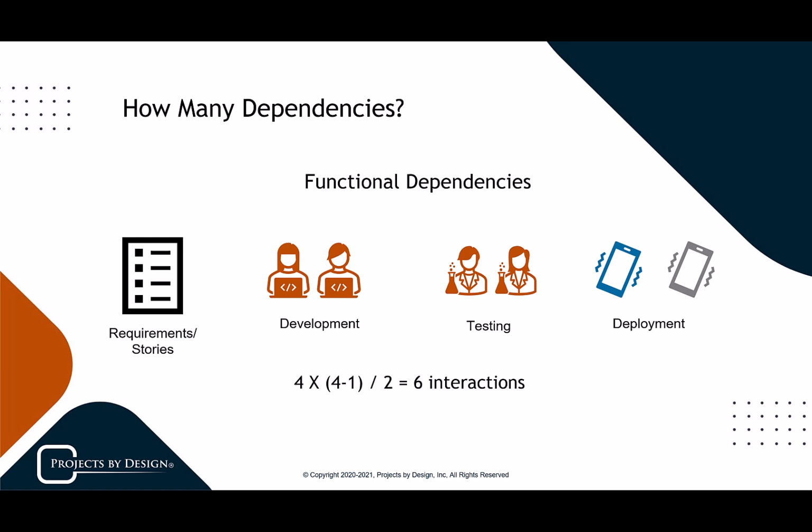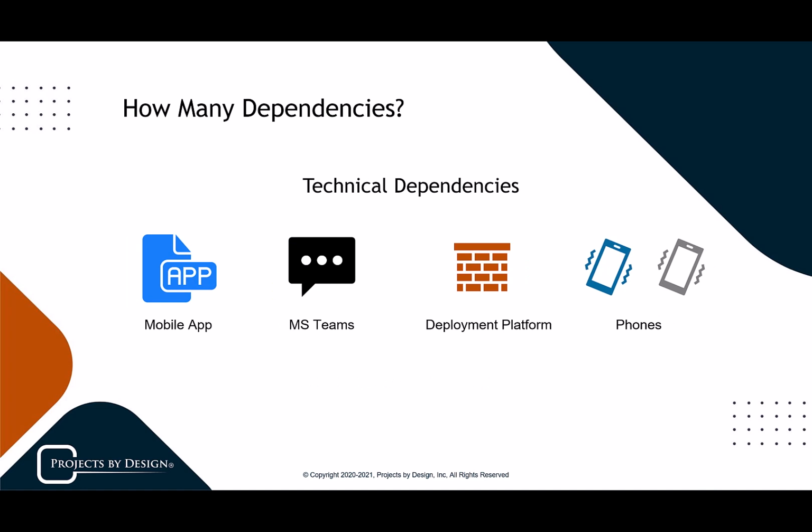Right. Well, until we get to the next one, the technical dependencies. What do we see here? I see the mobile app, I see MS Teams, I see the deployment platform, but I also see phones, and not just phones, but 2 types of phones. The versions. Okay. Right. Apple and Android, and then bring your own device. Yeah, bring your own device, right? So with that, I'll just go ahead and say 5. So we have 10 interactions there, right?